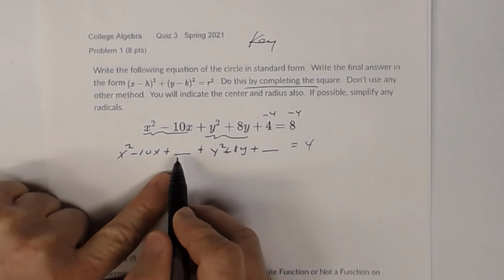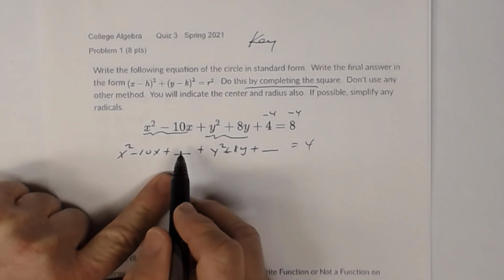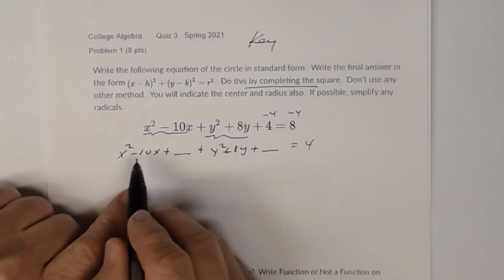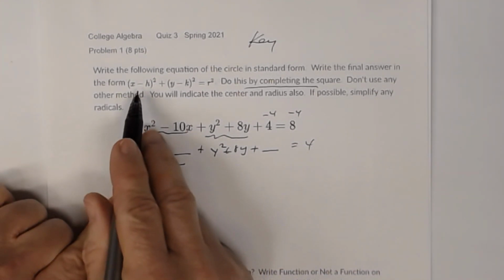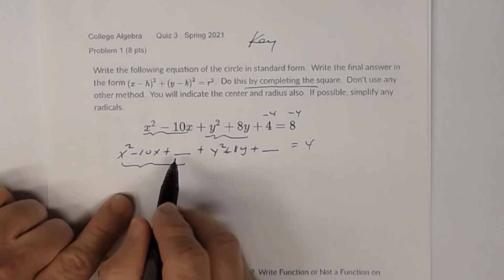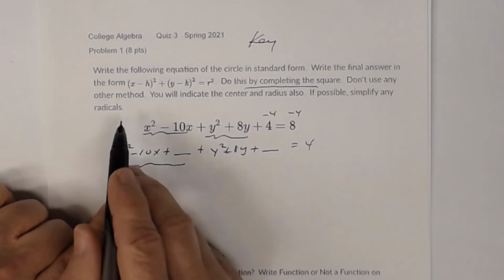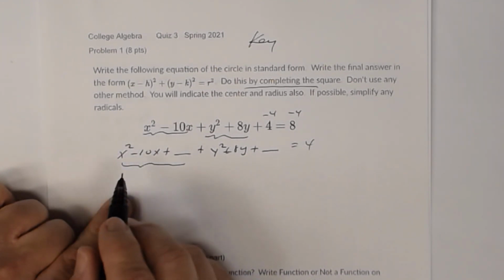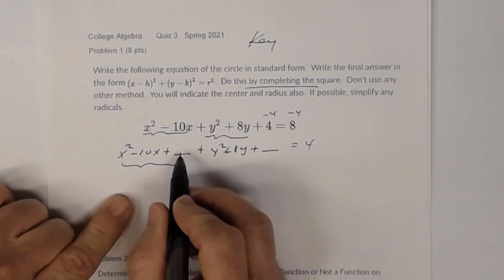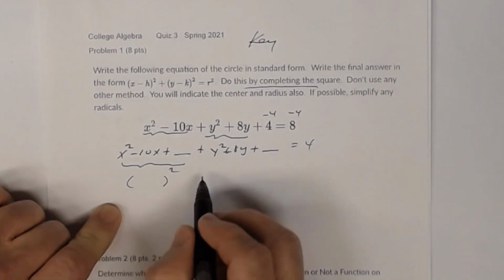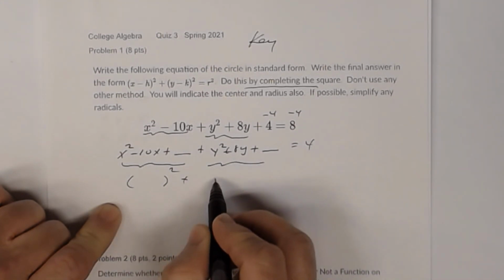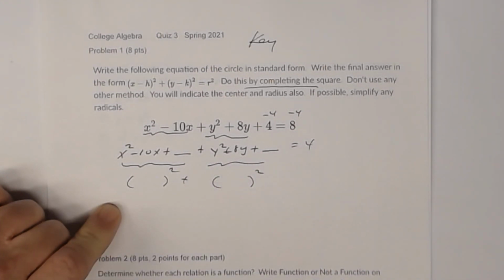Now remember, whatever you add here, you've got to make this a perfect square trinomial, so that it looks like a binomial squared. A perfect square trinomial is a trinomial that can be written as a binomial squared. So we have to figure out what number needs to go here to get this to look like a binomial squared, and the same thing for this one.